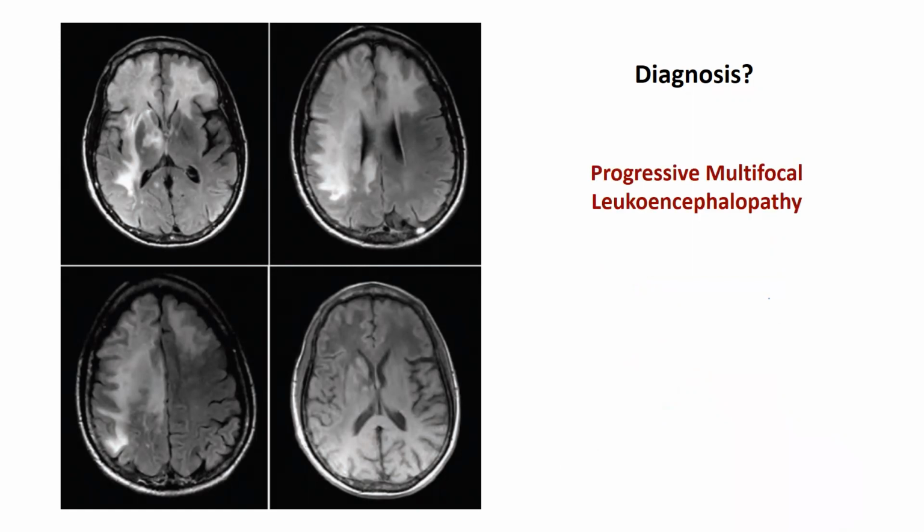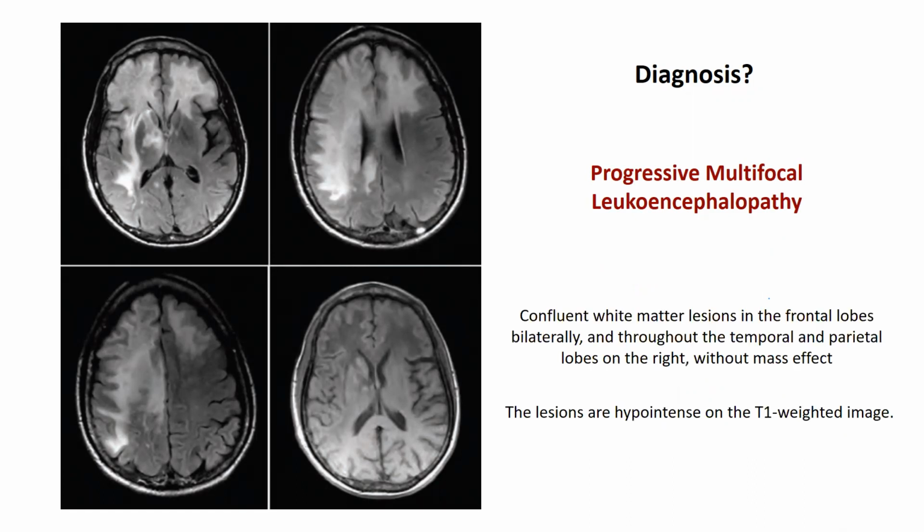What is the causative virus? JC virus, sir. Yes. Here you have confluent white matter lesions in the frontal lobe bilaterally and throughout the temporal and parietal lobe. And again, there is no mass effect. Like you mentioned, it is crossing over to the other side. The corpus callosum is affected. In the last image, you can see that the lesions are hypointense on the T1-weighted image.